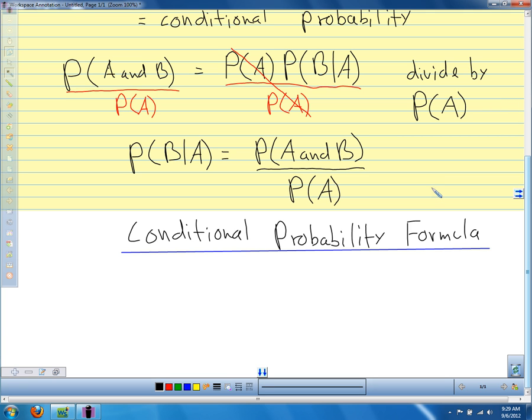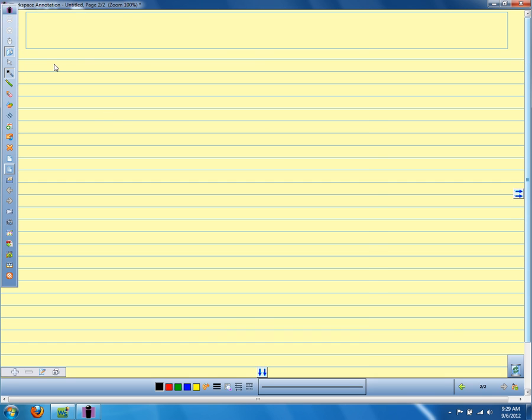So let's look at how we might use this conditional probability formula. For example, we did a test for the effectiveness of medication.